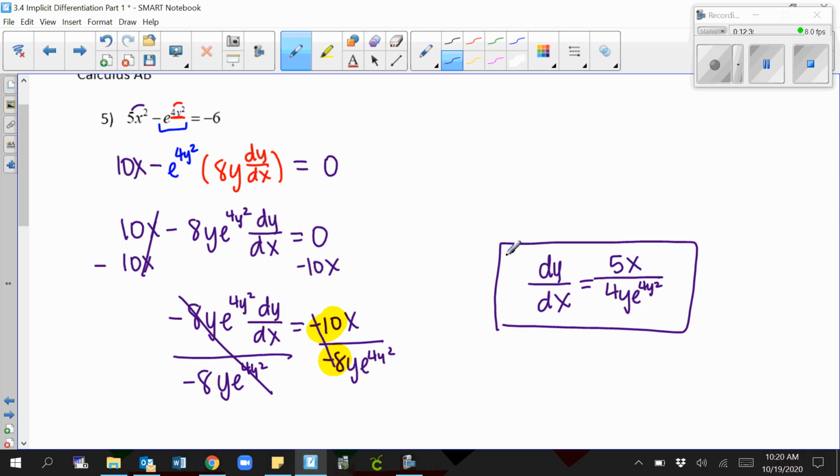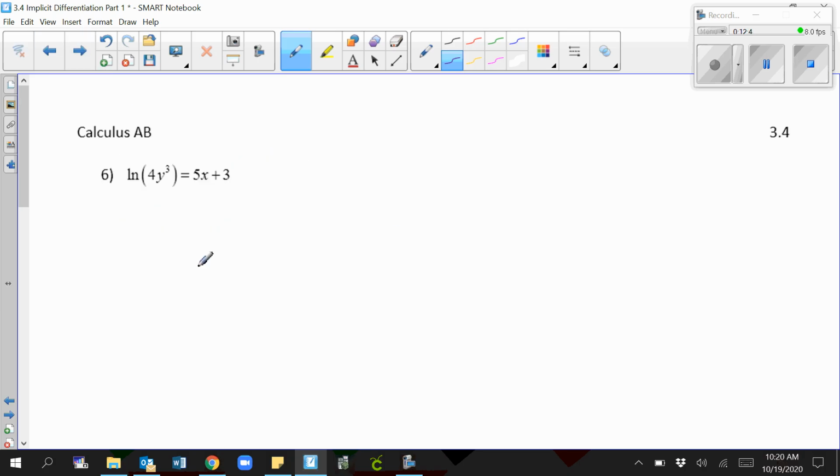Okay, so let's look at 6. For example 6 right here, my outside is that natural log, and the inside is the 4y cubed. So the derivative of natural log is 1 over whatever's on the inside, so 4y cubed. And I'm going to multiply that by the derivative of 4y cubed. So the 3 comes down, and I have a 12y squared. And I've got to have a dy dx because I just took a derivative with a y.